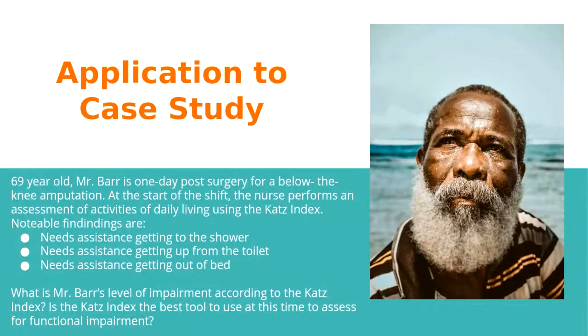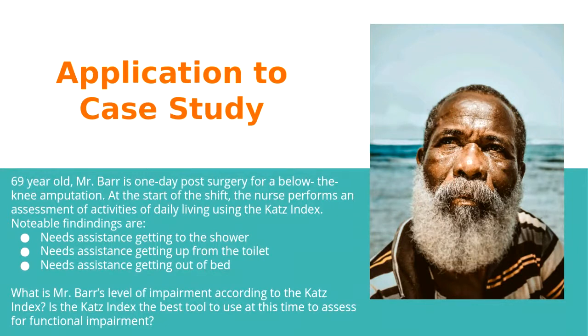So in this section, Mr. Barr is 1 day post-surgery for his below-the-knee amputation. So at the beginning of your shift, the nurse performs an assessment of ADL using the CATS index. So the notable findings are that he needs assistance going to the shower, he needs assistance getting up from the toilet, and he needs assistance getting out of bed. So what is Mr. Barr's level of impairment according to the CATS index?